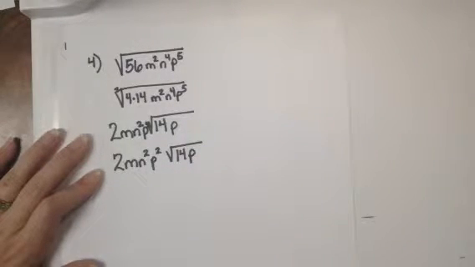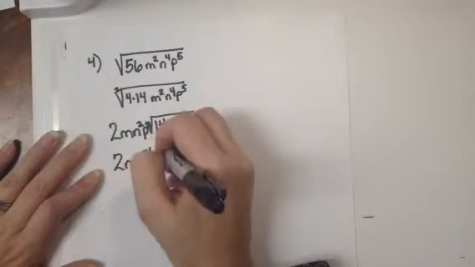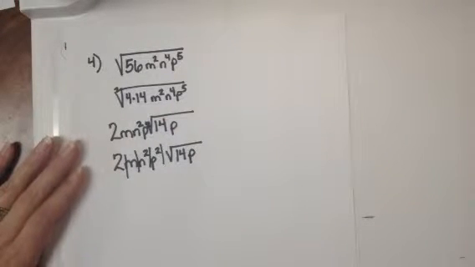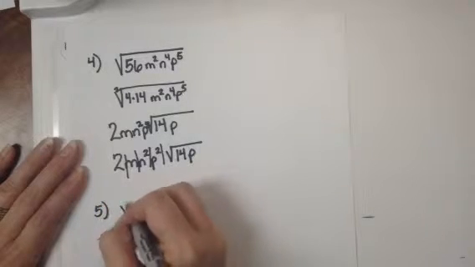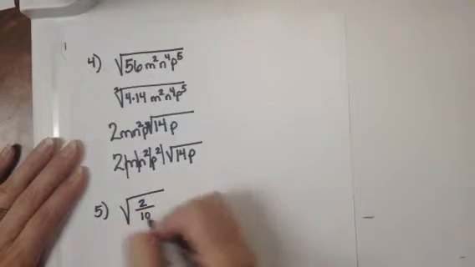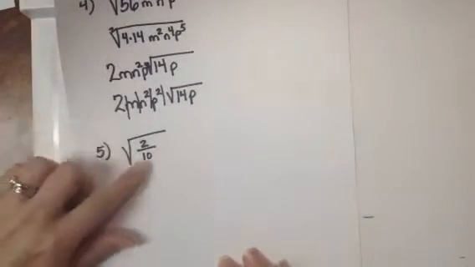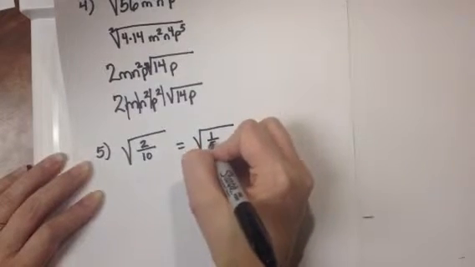Now, technically, when we go from an even to an odd power, these should have absolute value symbols around them. Alright, now let's try one with a fraction. So I have the square root of 2/10. First thing I would do is see if that fraction can be reduced under that radical. It can. Let's change that to 1/5.